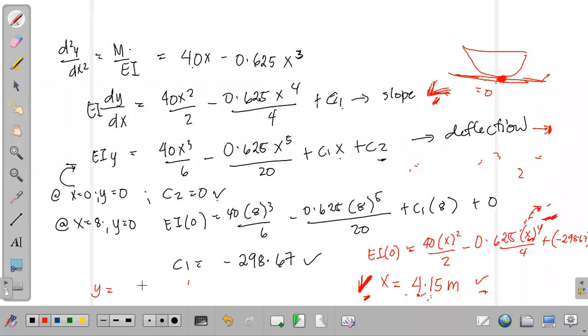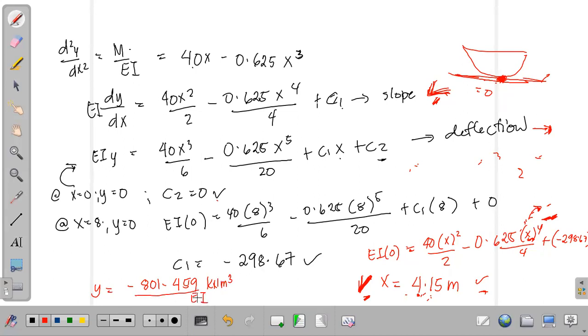Okay, so ilan yung value natin? Negative 801.459. Di ba? Paki-check kung tama yung ating values. Magkatugma yung values natin. Tama? This is in kilonewton meter cube over EI.